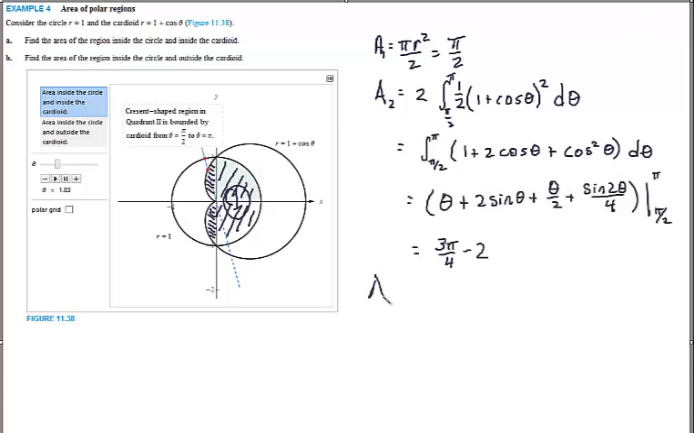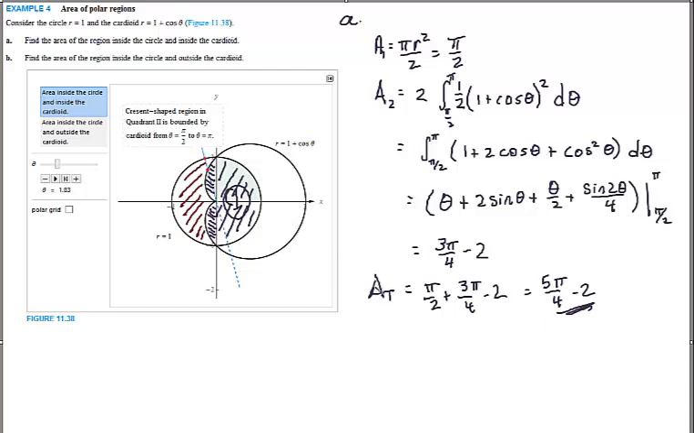All right, area total for this A question. Let's go ahead and put an A here. Area total is just the sum of those two, so it's pi over 2 plus this 3 pi over 4 minus 2, and combining that you should get 5 pi over 4 minus 2, and that will be your total area. For the B question, we're to find the area inside the circle and outside that cardioid.